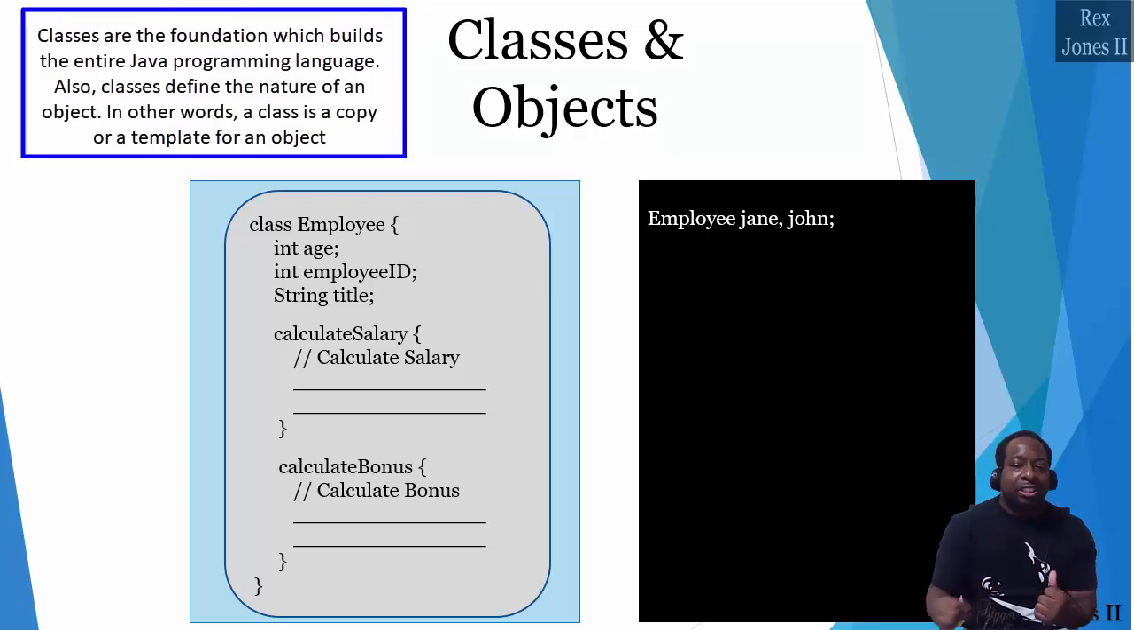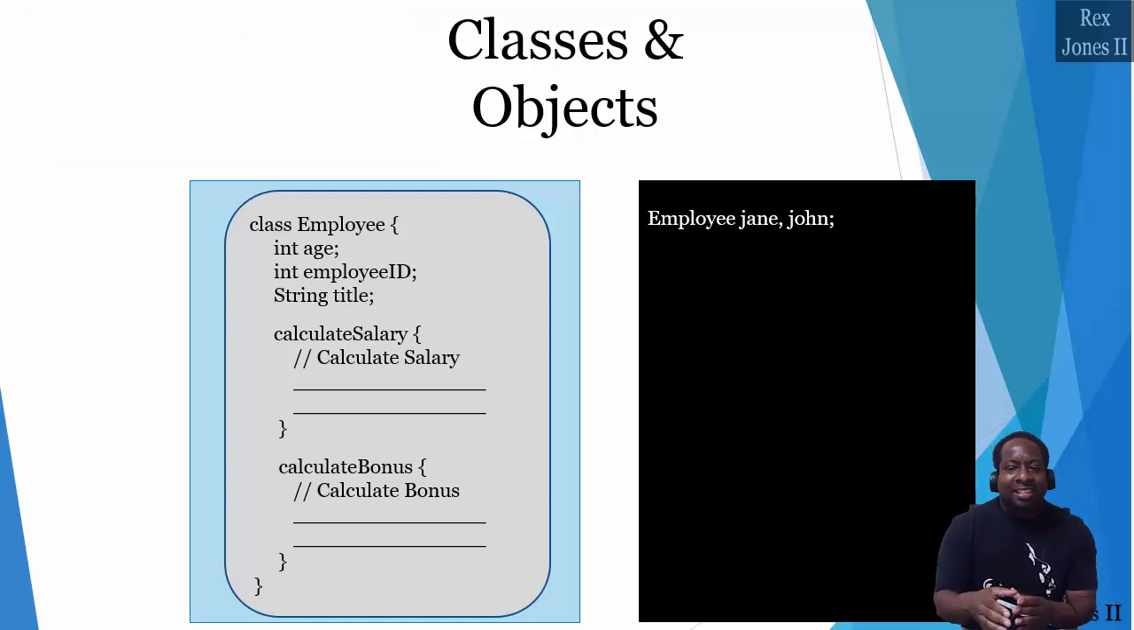Classes are the foundation which builds the entire Java programming language. Also, classes define the nature of an object. In other words, a class is a copy or a template for an object.